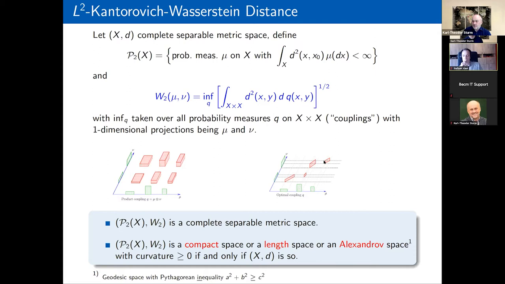And what else can be said? This space of probability measures with this Kantorovich-Wasserstein distance will be a complete separable metric space, as the underlying space is. It will be compact, or a length space, or an Alexandrov space of non-negative curvature if and only if the underlying space is so. So again, this will be a nice object. What is important for us is in particular that it's a length space, so that we can speak of geodesics, of curves connecting two different probability measures. And this will be used in order to give a meaning to this Ricci curvature bound.